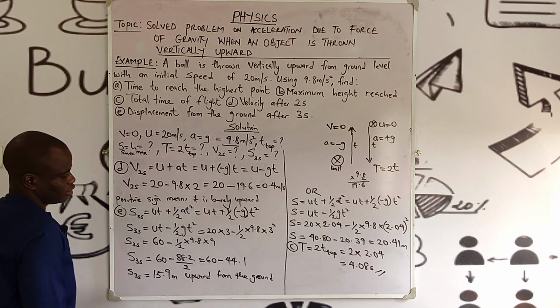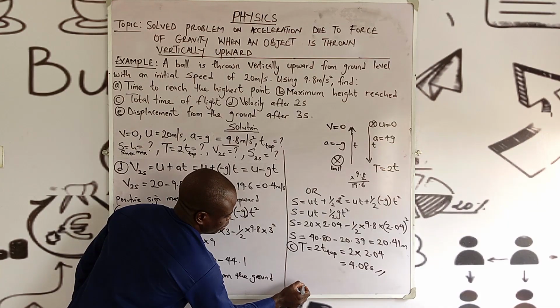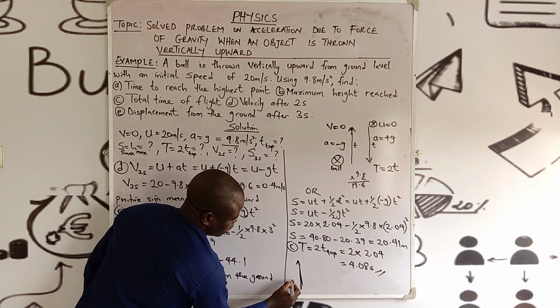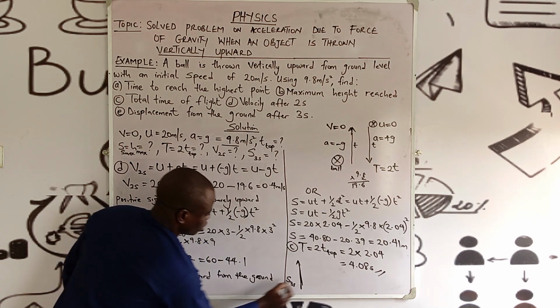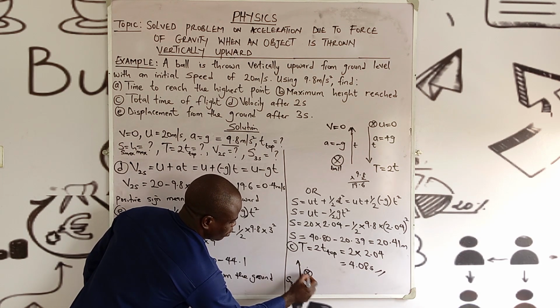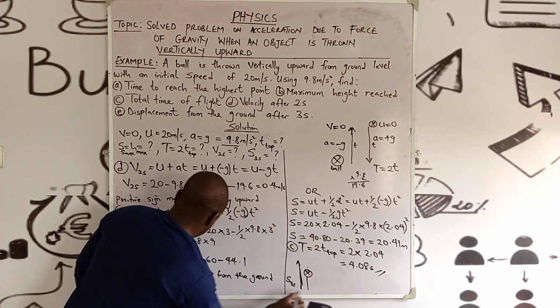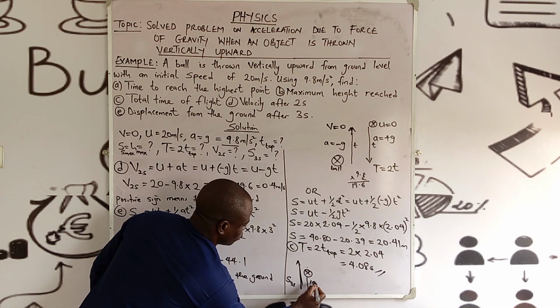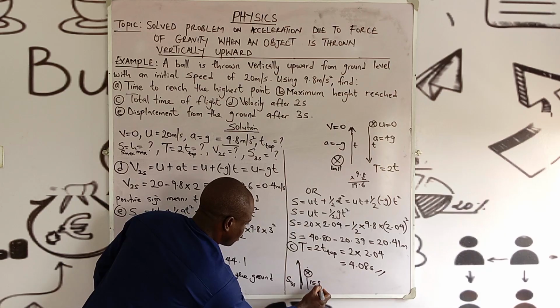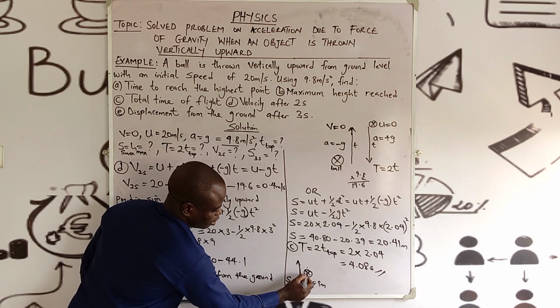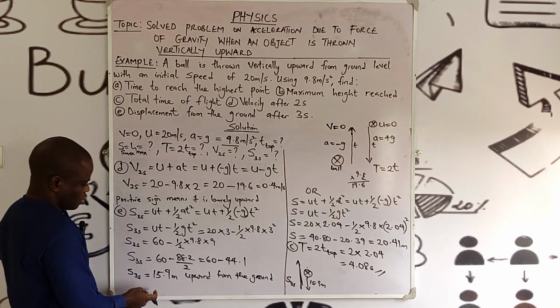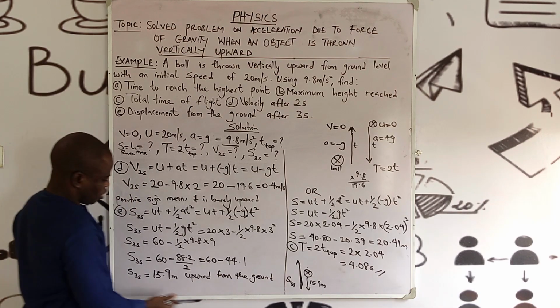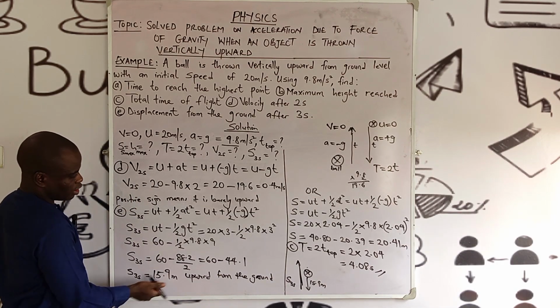Upward from the ground. So when you throw the object upward, still after 3 seconds, the distance you see the ball is still 15.9 meters from the ground. Now it's coming down backward. That's why I say it is positive, upward from the ground.